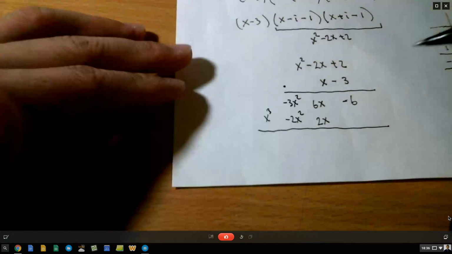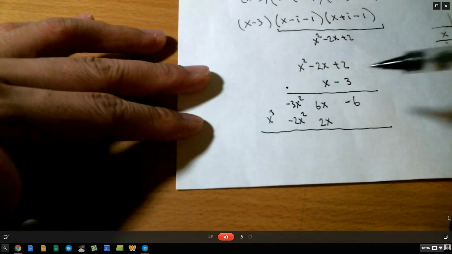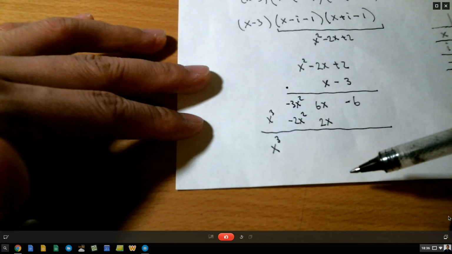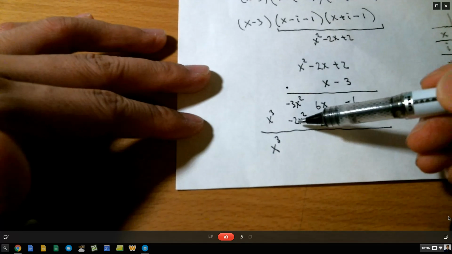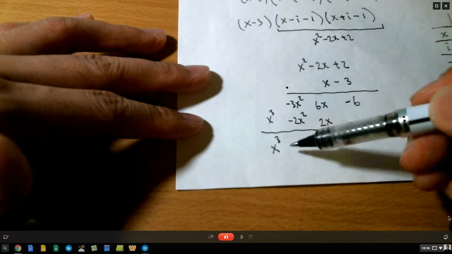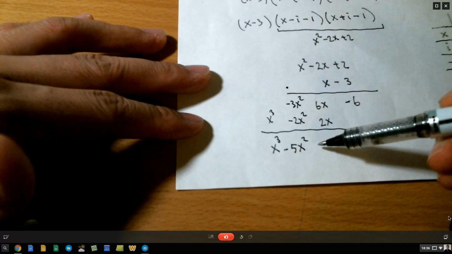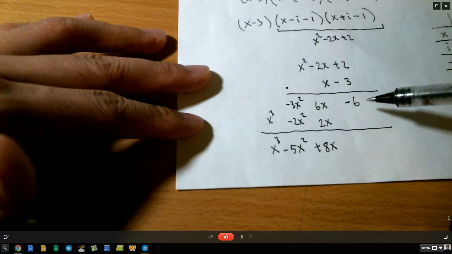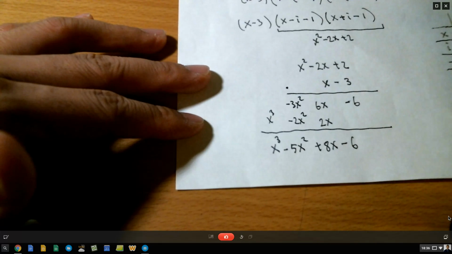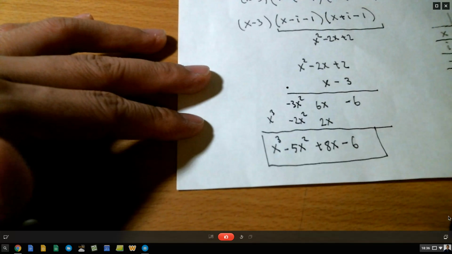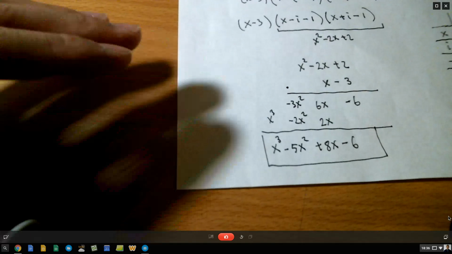And now we just simply combine like terms. Nothing can combine with x cubed, so we write that. Negative 3x squared plus a negative 2x squared, negative 5x squared. 6x plus 2x, 8x minus 6. And now we have our polynomial. Okay?